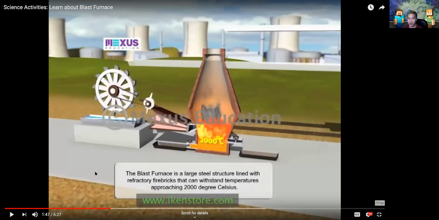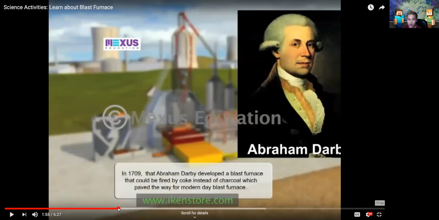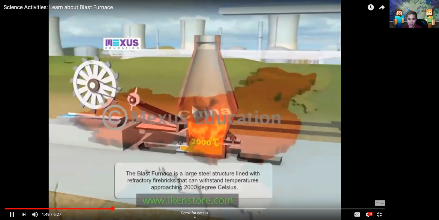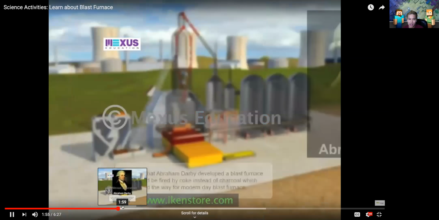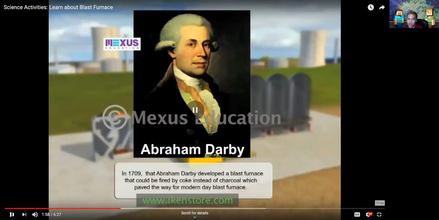The blast furnace here is a large steel structure lined with refractory fire bricks that can withstand temperatures approaching 2000 degrees Celsius. This blast furnace was first used in China during the Han Dynasty. However, it was in 1709 that Abraham Darby developed a blast furnace that could be fired by coke instead of charcoal, which paved the way for the modern-day blast furnace.